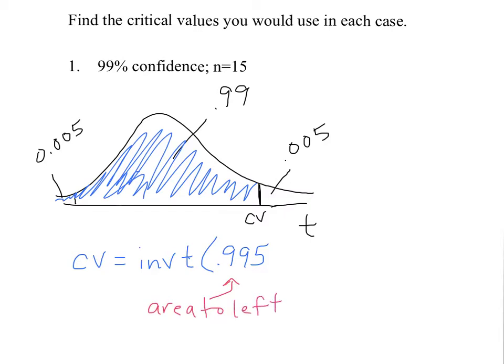So this is the area to the left. But remember, the T distribution is different from the normal distribution in that it is based on degrees of freedom. So your second input is always going to be your degrees of freedom. Now your degrees of freedom in this case is going to be 14 because your n over here was 15. So I'm going to input into my calculator inverse T, 0.995, that's that area all the way to the left of the critical value, and there's 14 degrees of freedom. When I do that, I come out with a critical value of 2.977.